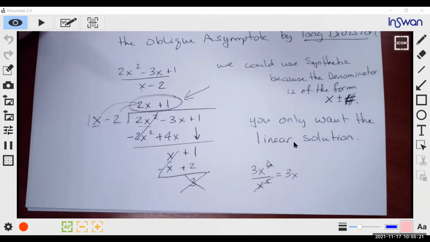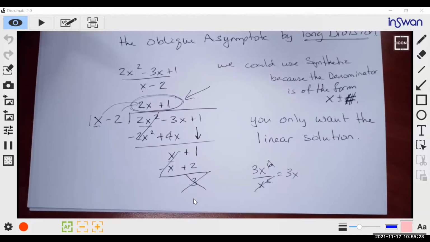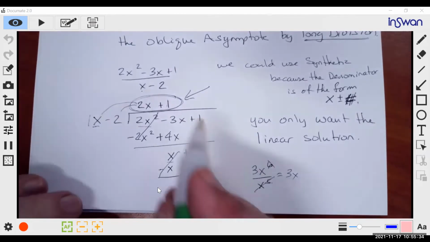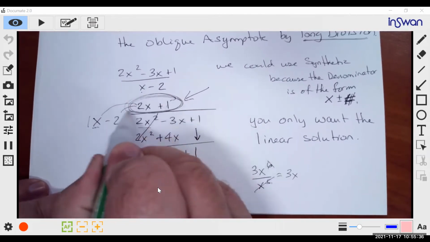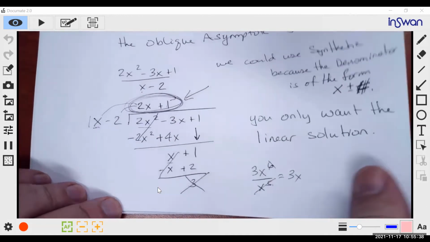Oh, thank you. No. It's not 2 over 1. You have to use this entire equation because of the oblique asymptote.